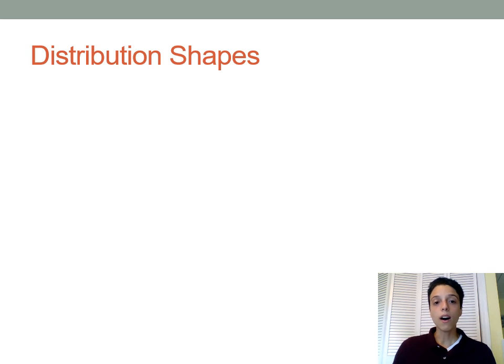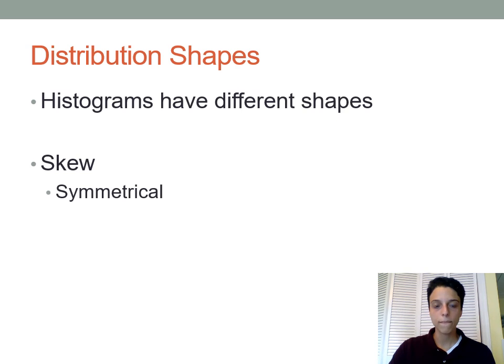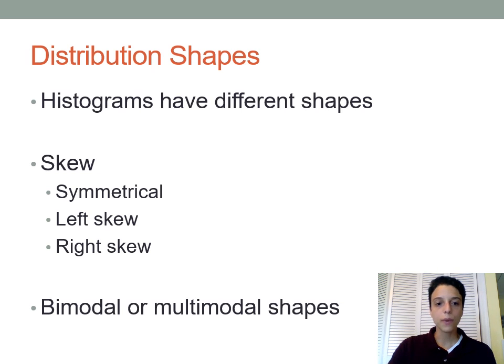And so all of these histograms that I just showed you are what we would call different shapes. And we refer to the shape of a histogram as its skew. So histograms can take on three shapes. They can be symmetrical, left skewed, or right skewed, as well as occasionally having some funkier shapes that we would consider bimodal or multimodal.